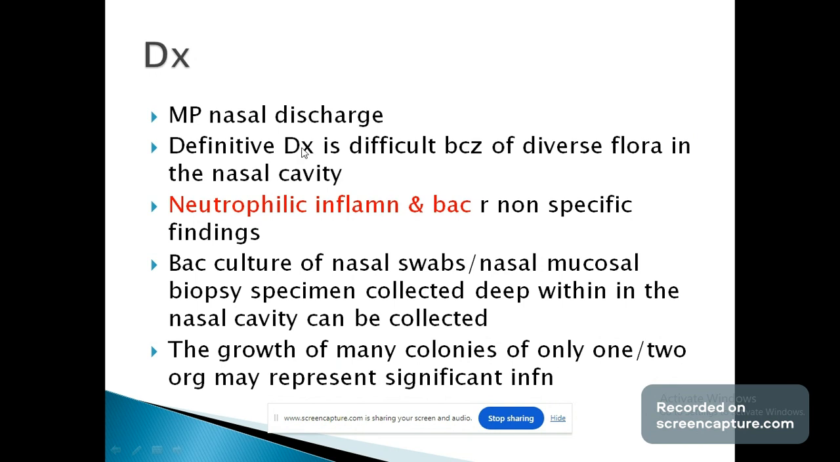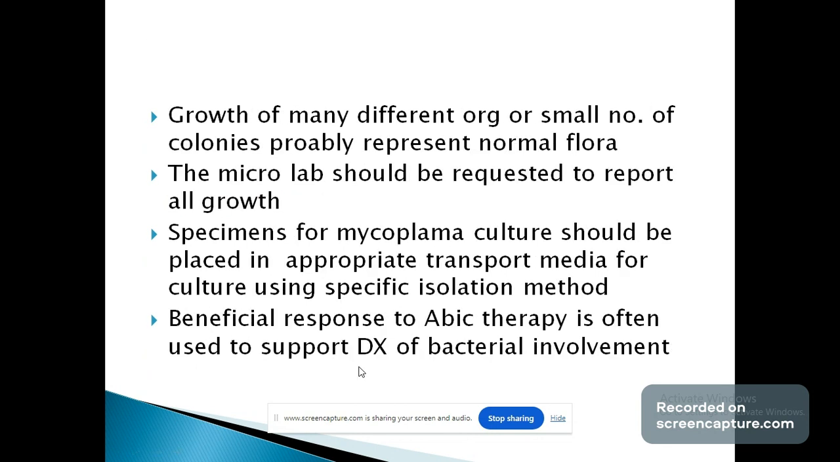Definitive diagnosis is difficult because of the diverse flora in the nasal cavity. Non-specific findings in bacterial rhinitis are neutrophilic inflammation and bacteria. Because there is diverse microflora in the nasal cavity, when you take a nasal swab or mucosal biopsy specimen and culture that, growth is observed normally. But if there is growth of many colonies of only one or two organisms, that may represent significant infection. But growth of many different organisms or a small number of colonies represents normal flora. So the microbiology lab should be requested to report all types of growths.